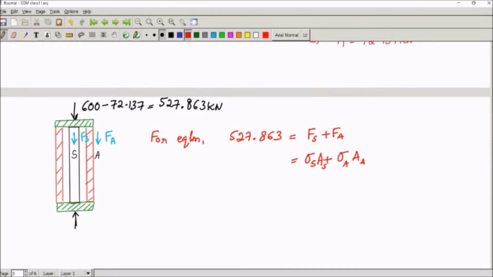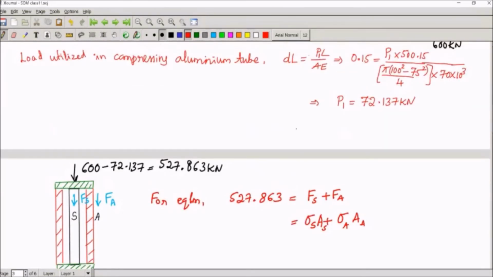The aluminum tube is already compressed to some extent. Here also we can calculate what is the corresponding stress. So sigma 1 is load by area: 72.137 divided by pi into 100 square minus 75 square by 4. I think that will be 1.05. Okay, you calculate that. This is the equilibrium equation now. You can call it as equation 1.